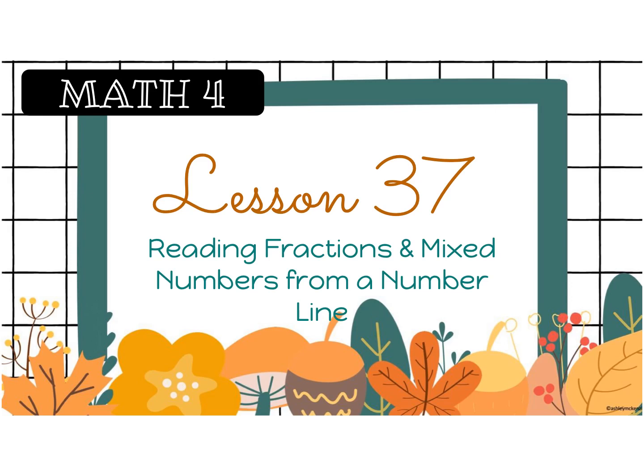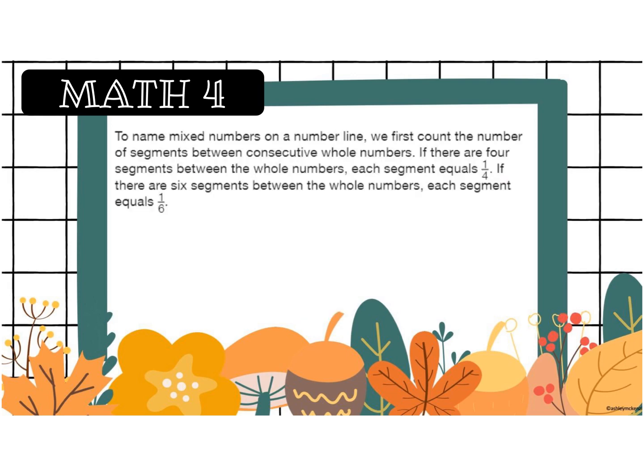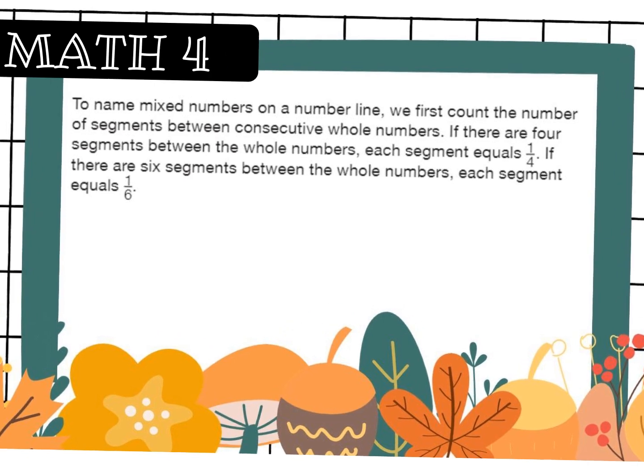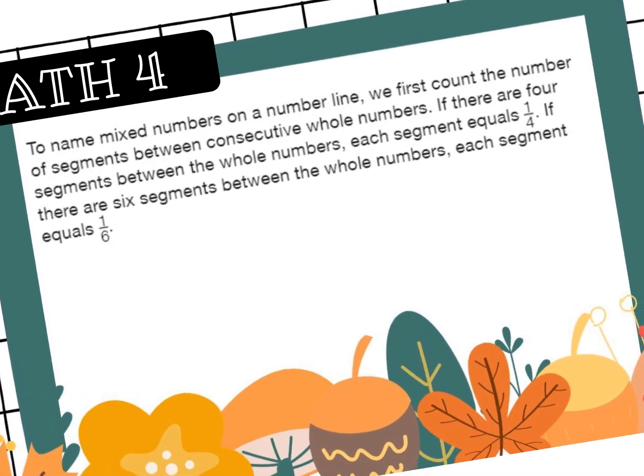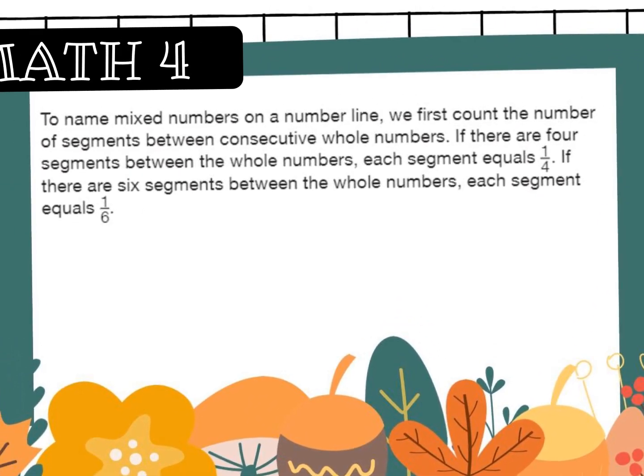Today we are talking about reading fractions and mixed numbers from a number line. So first of all, before we get started, to name a mixed number on a number line, we first count the number of segments between consecutive whole numbers. If there are 4 segments between the whole numbers, each segment would equal a fourth. If there are 6 segments between the whole numbers, then each segment equals a sixth.